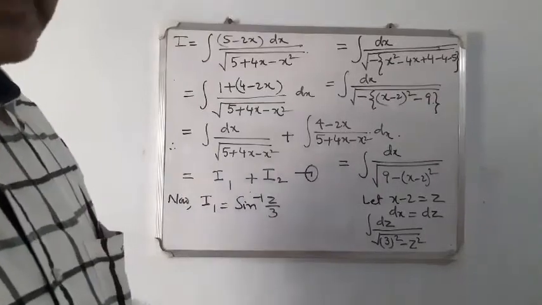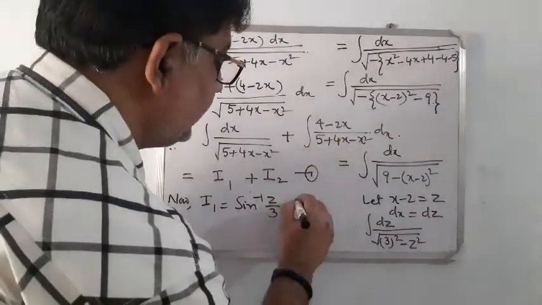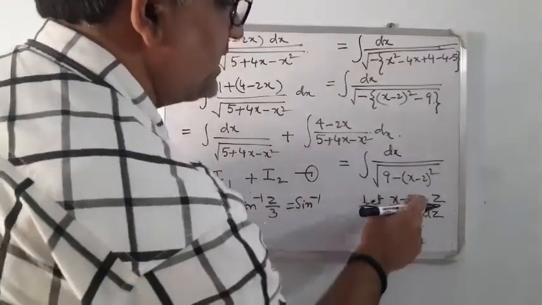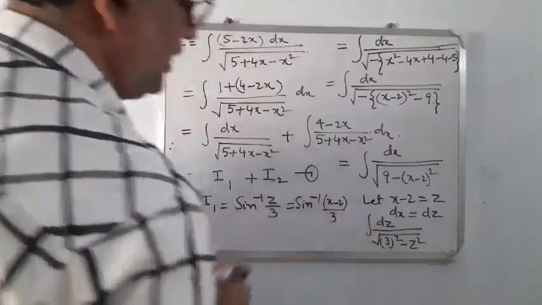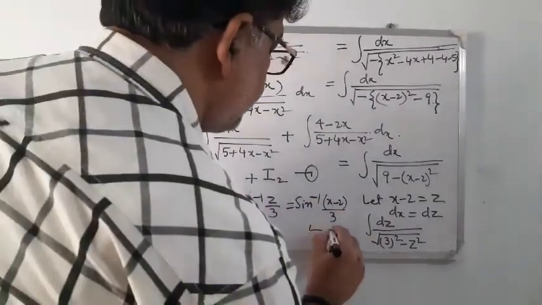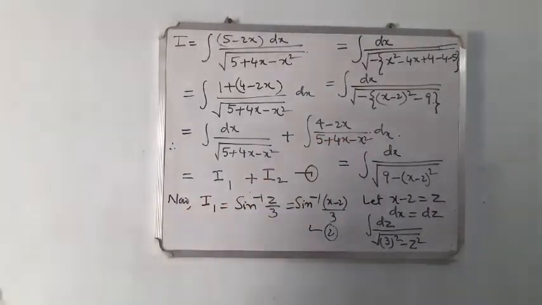Do not write plus c, we will write plus c at last. So what happens? This is equal to sine inverse, put down the value of z. Z is x minus 2. X minus 2 divided by 3. So this is number 2. You have calculated this I1. Now try to calculate this I2.